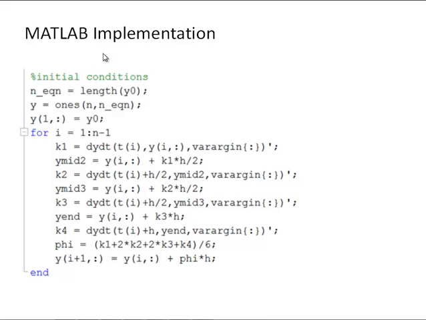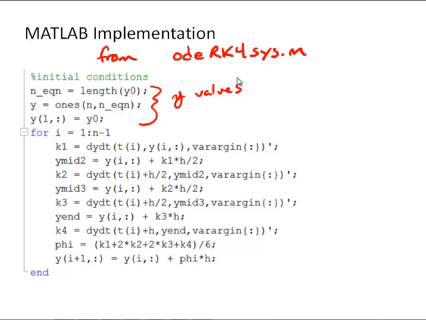So this is an excerpt from the M file ODERK4sys.m. We see a similar setup here. We're going to put the y values in columns in a matrix, as we have been for all of our M files for systems of ODEs. And then in our time stepping loop, we'll simply go through and calculate each of those function evaluations. So k1 is our ODE function dy/dt evaluated at t_i and y_i.